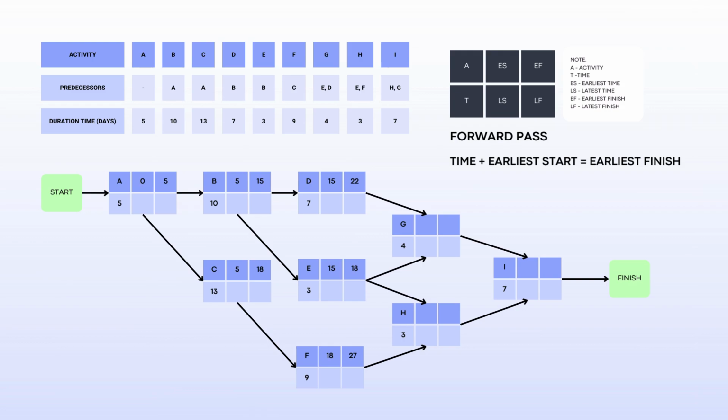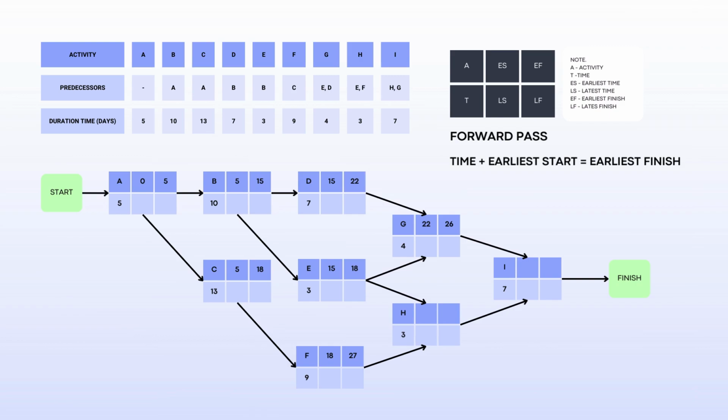For letter G that depends on both D and E, we will have to assess first which activity from them has the highest early finish to get the earliest start for task G. Since 22 is greater than 18, we will be using 22 as the earliest start. So 4 plus 22 will be 26, which simply means that 26 is the earliest finish for task G.